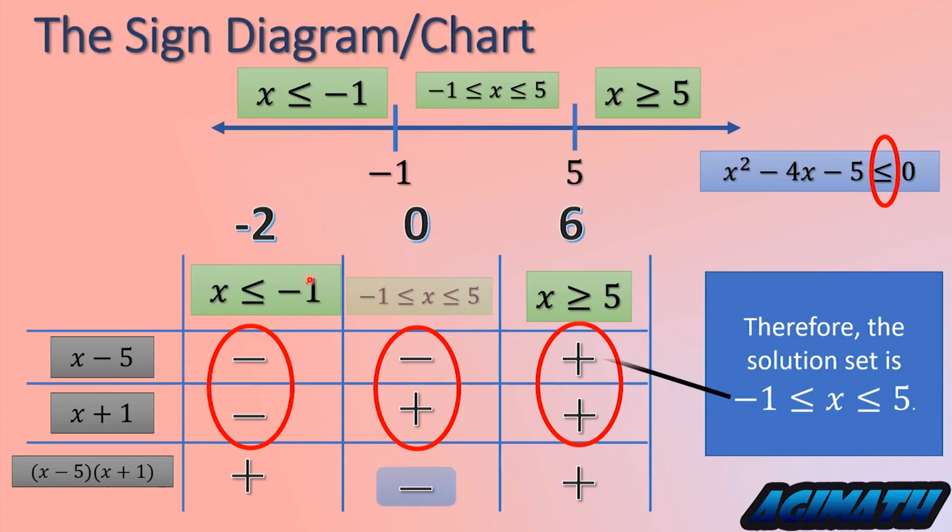But there are cases wherein we are going to have two columns because the factors are identical or the critical values are equal. So meaning if we are going to plot that on the number line, it will only create two intervals. That will be shown on the second and third example.